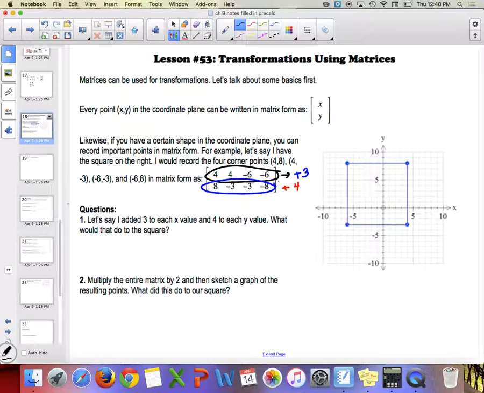Okay, so if we were doing that, basically we're just taking each of those points and adding 3, and then we're taking each of the points' y value and adding 4. Clearly, you can do this without writing all of these steps, correct?